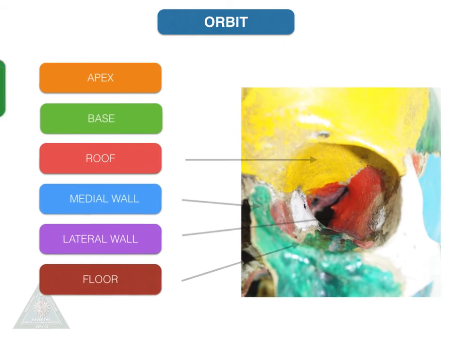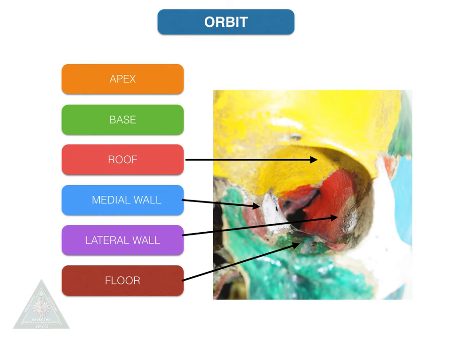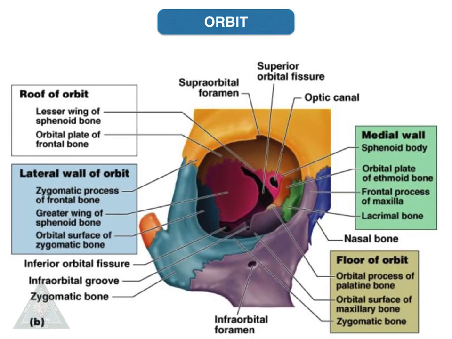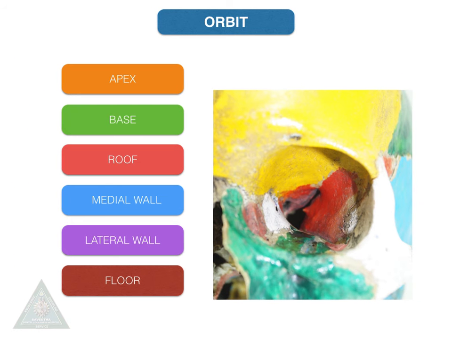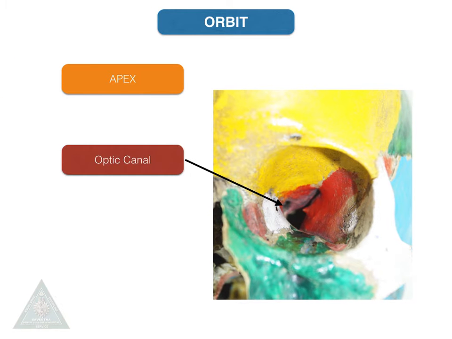The features present in the orbit: it's got an apex, a base, a roof, a medial wall and a lateral wall, and a floor. This picture shows the various bones forming the walls of the orbit and the fissures present in them. Moving on to the apex of the orbit, the apex is where all four walls meet. It has the optic canal which transmits the optic nerve and the ophthalmic artery.